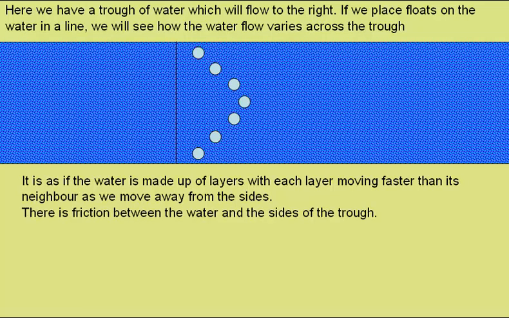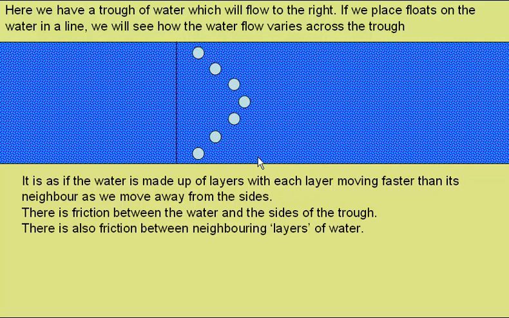There is friction between the water and the sides of the trough, making the water here, for instance, travel more slowly. There is also friction between neighbouring layers of water, so for instance this layer here is slowed down due to its contact with this slower layer here.